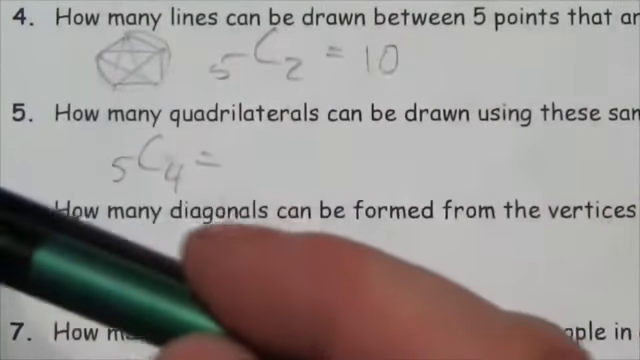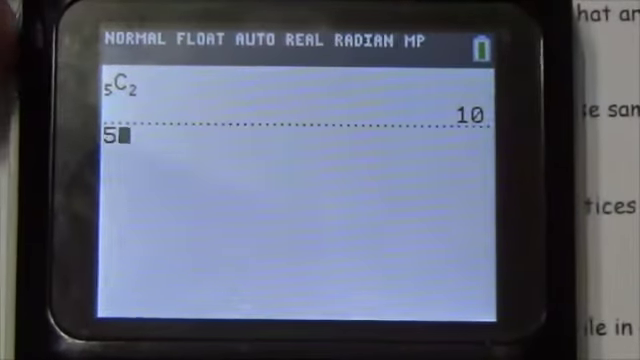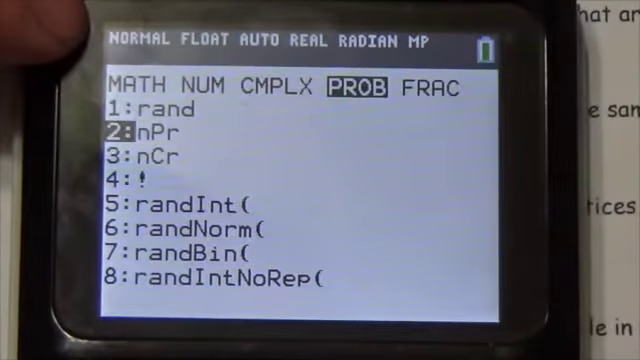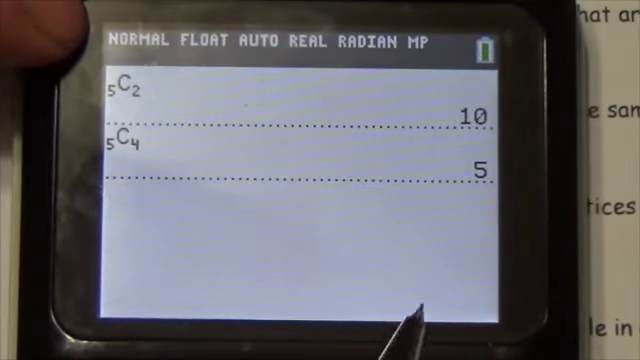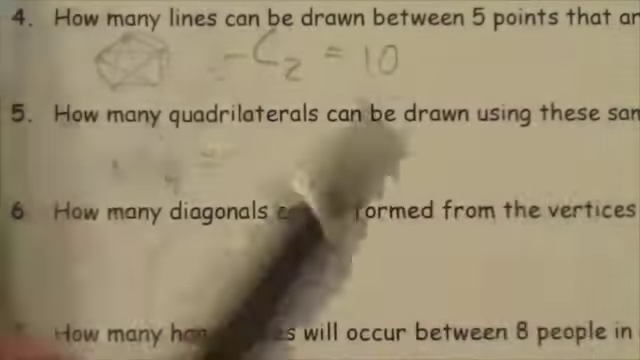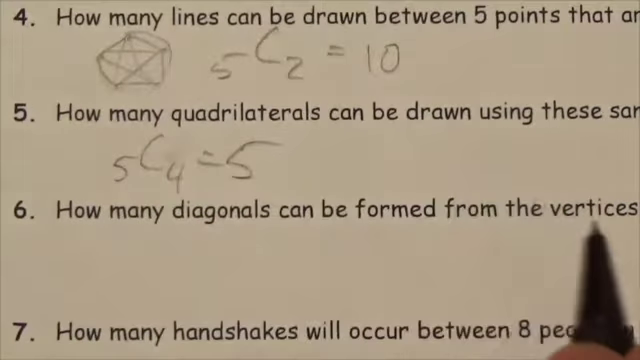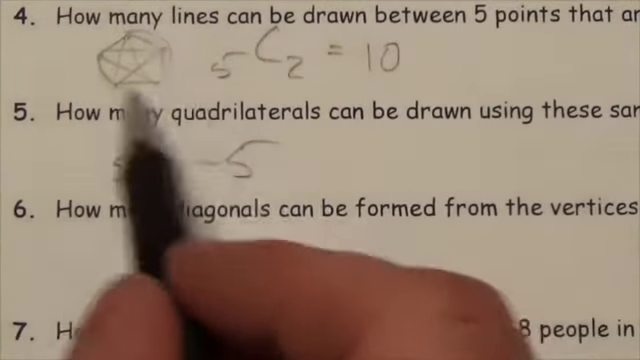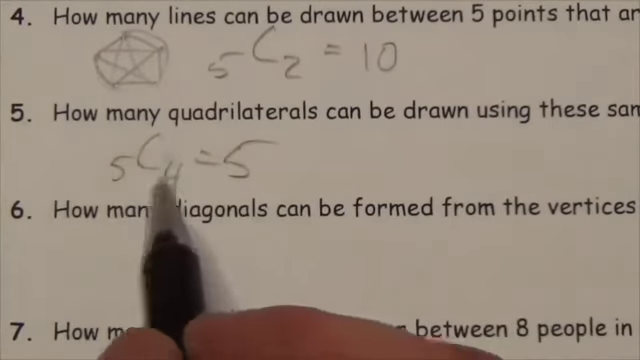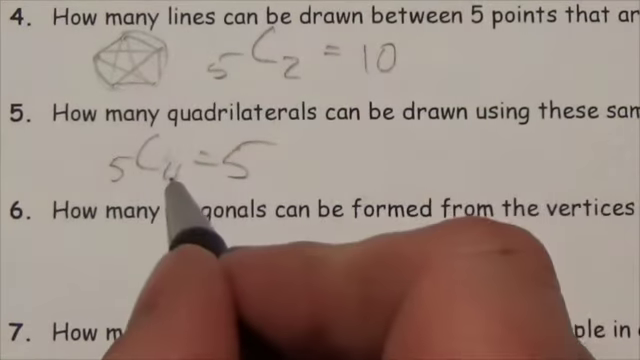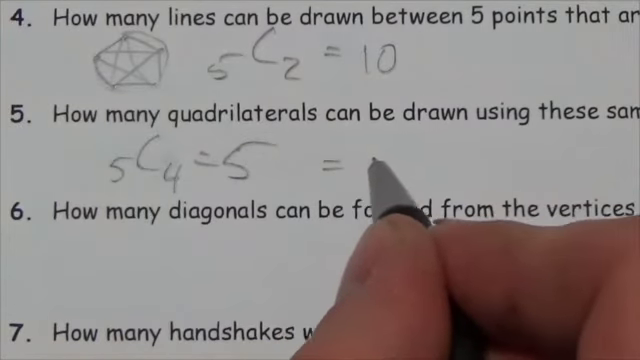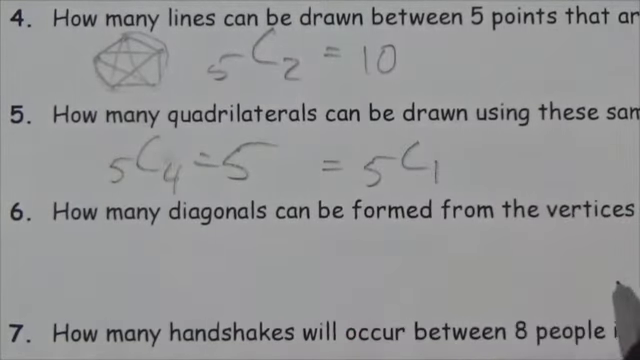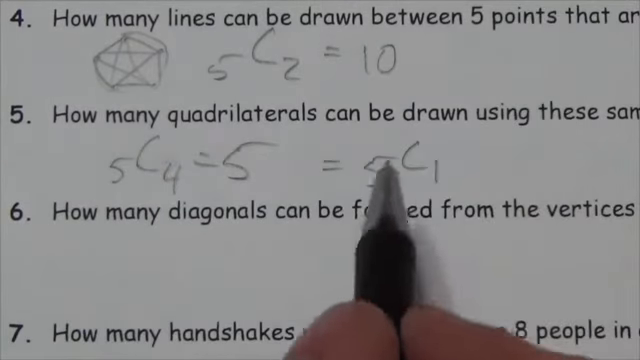So 5 choose 4. Now you're going to see something kind of interesting pop up. Notice that the answer is 5. So there are 5 different quadrilaterals that we can create from those 5 points. Interesting to note here that 5 choose 4, if you think about it, is equal to 5 choose 1.